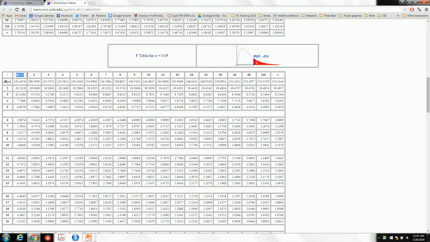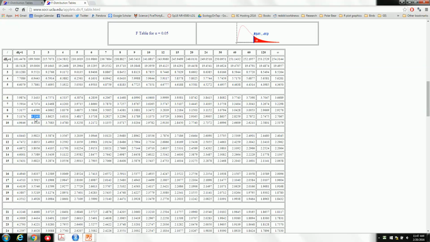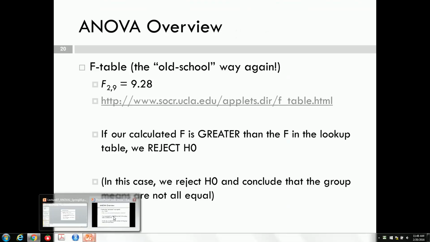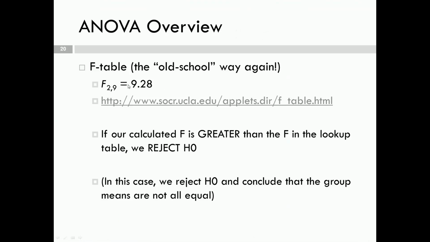My first degrees of freedom were 2. My second degrees of freedom were 9. So I go to 2, I come down to 9, and I find that I would need an F value that was greater than 4.2565 if I wanted to reject my null hypothesis. Now, if we remember, my F value for this example was 9.28.